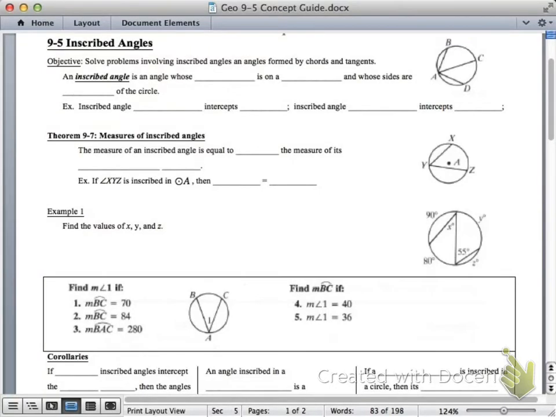Here we go. Section 9.5, inscribed angle. I'm doing this outside. You can hear birds chirping, but the sun's really bright behind me, so hopefully that won't affect what you can see.